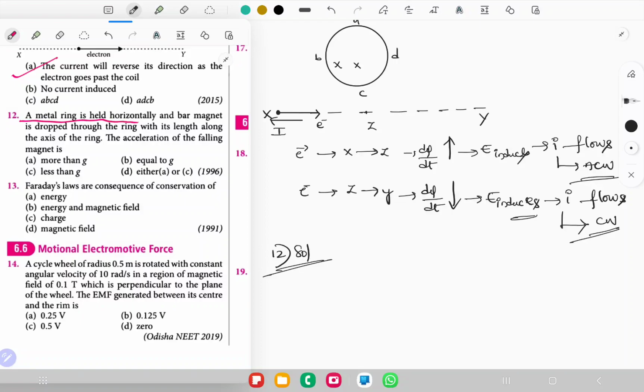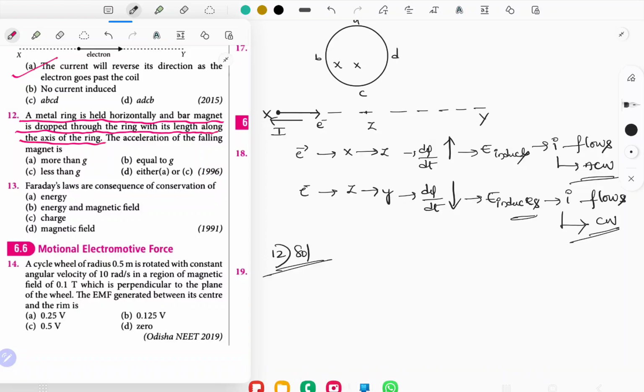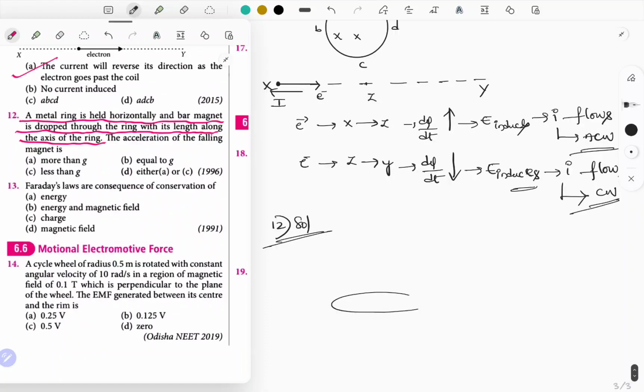A metal ring is held horizontally and a bar magnet is dropped through the ring with its length along the axis of the ring. Okay, so this is how the diagram is. A bar magnet is dropped. Imagine this is a north pole and this is a south pole. It's just a loop, a metal ring. They didn't say current is flowing through this.